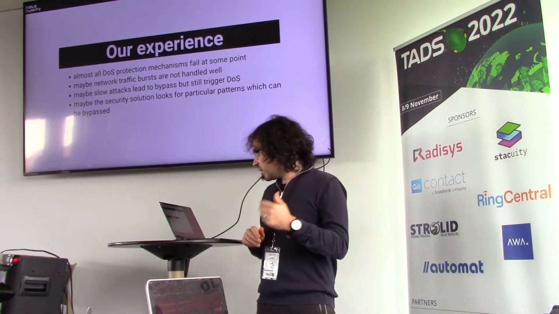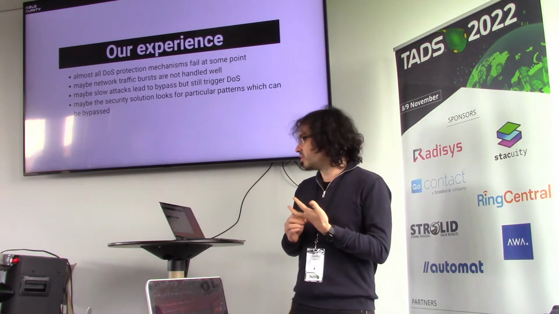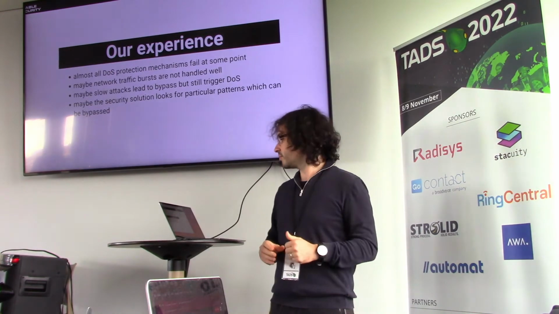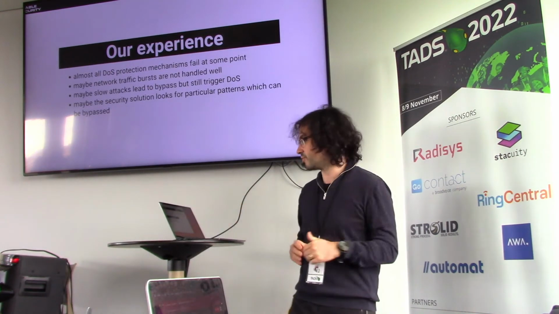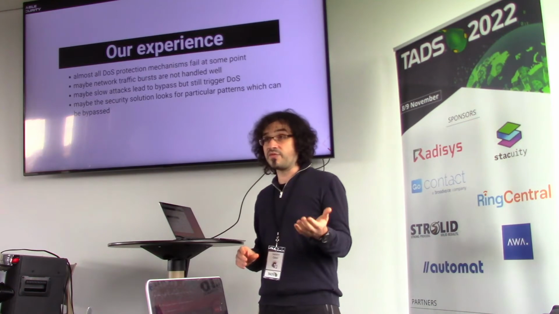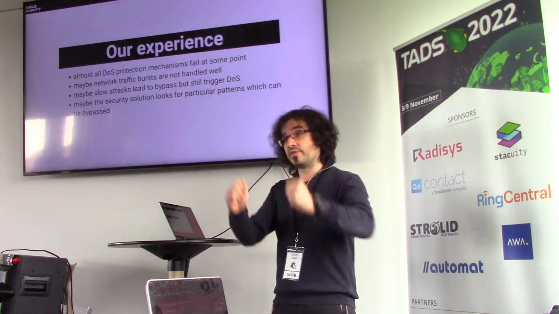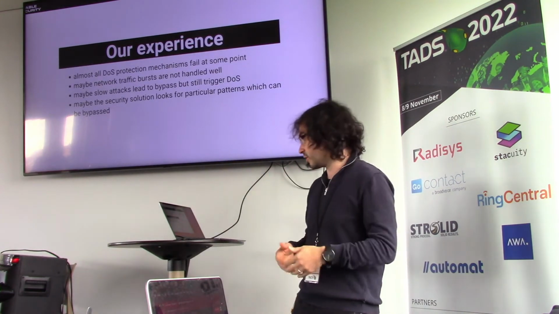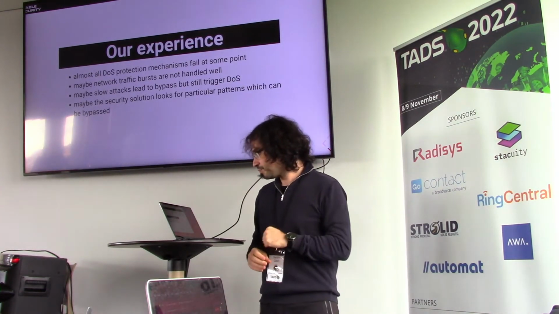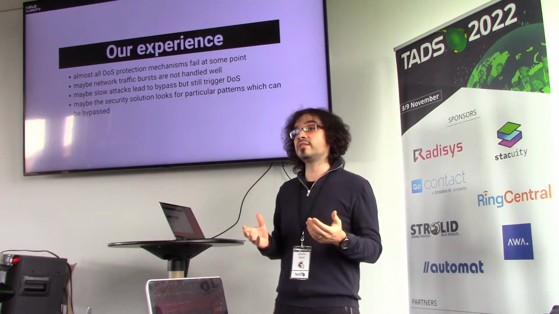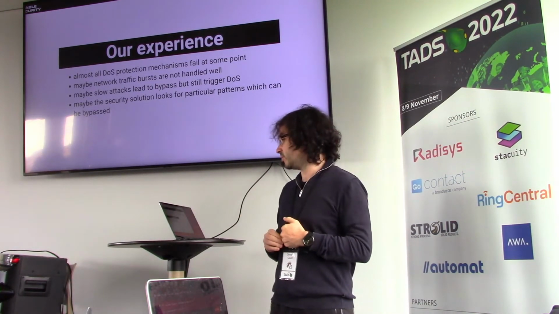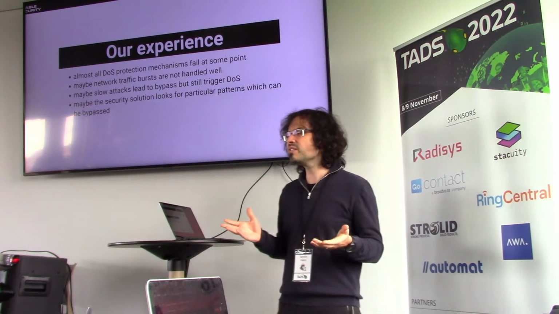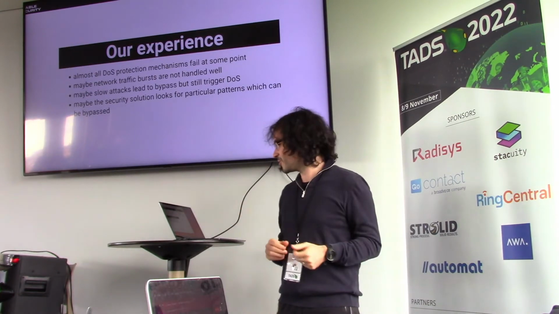In our experience, most DDoS protection mechanisms do fail at some point. Everything has limitations, right? Maybe it's network traffic bursts. You send a barrage of network traffic, and at first the system just doesn't work, and everything falls over. Maybe it's slow attacks that manage to bypass the security system that you have. Maybe the security solution looks for certain patterns, and the attacker can just change their pattern.